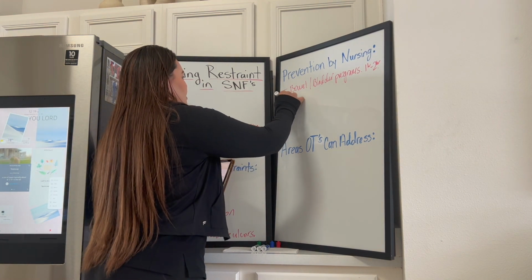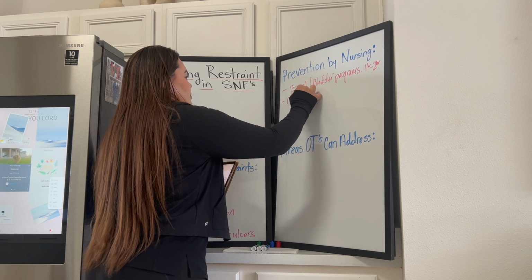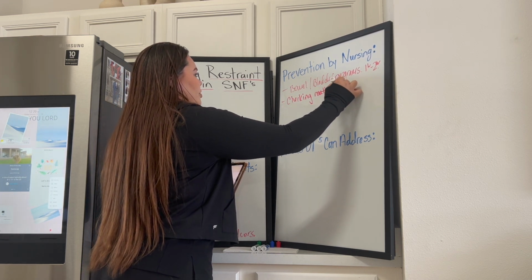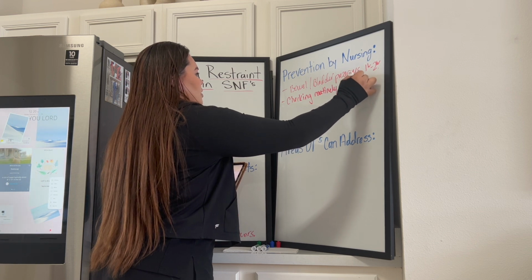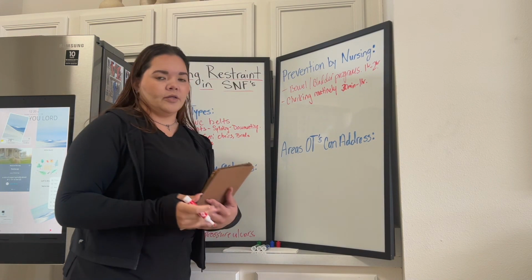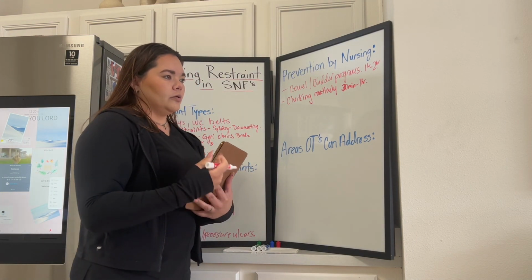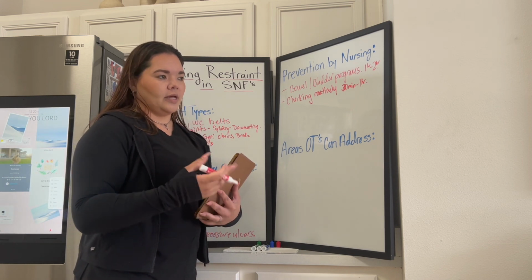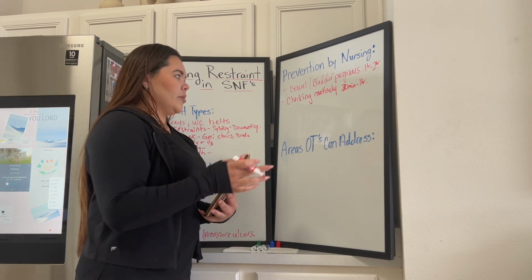Okay, so that's the next one. Checking on the patient routinely every 30 minutes to an hour. Now, if you talk to any nurse, they'll say they're understaffed and they're unable to, but we can definitely train families as well as patients to advocate for their needs in a timely manner.